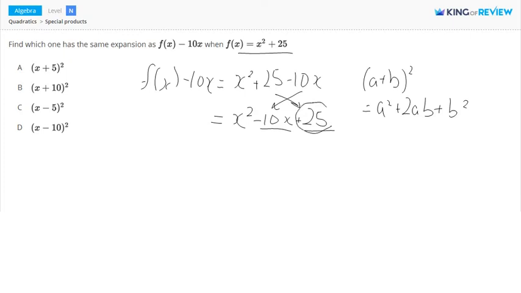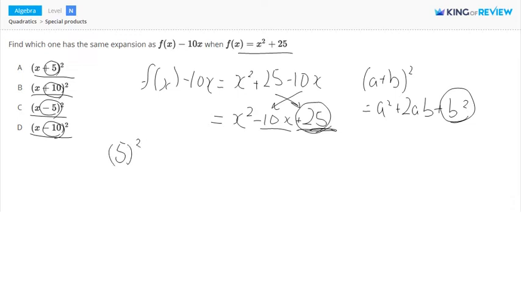So this 25 has to be made out of this b squared. So we can just look into each of these options, see which one gives us a 25 when we do b squared. So that means we're going to be squaring this number, this number, this number, and that number. Alright, so let's do that.